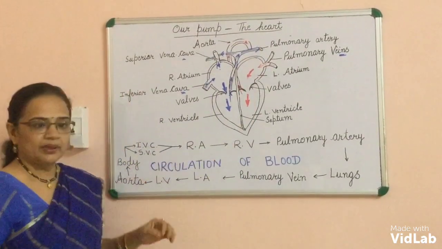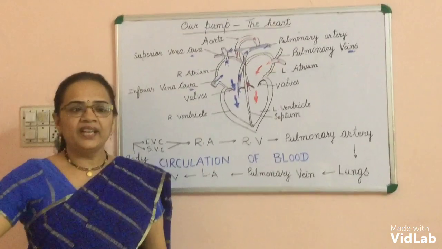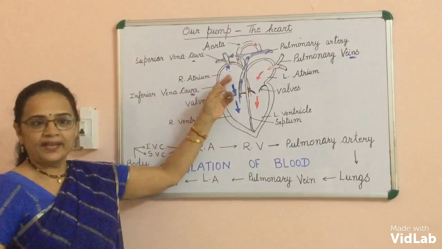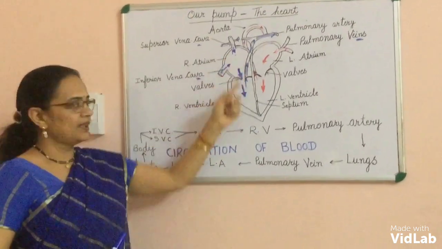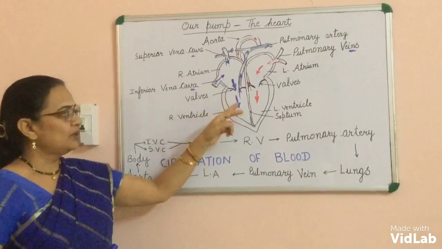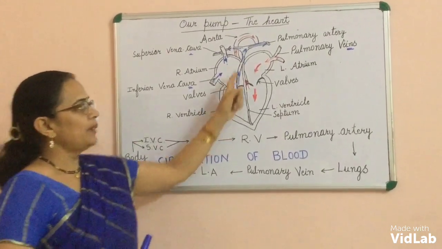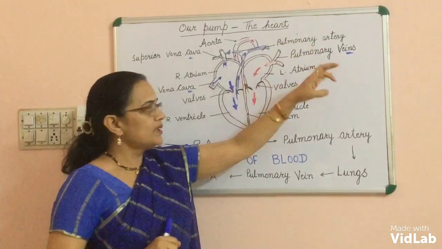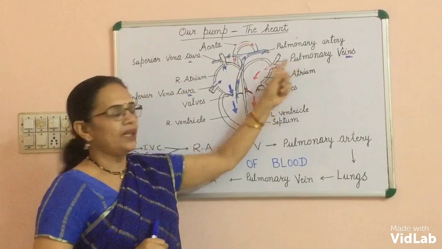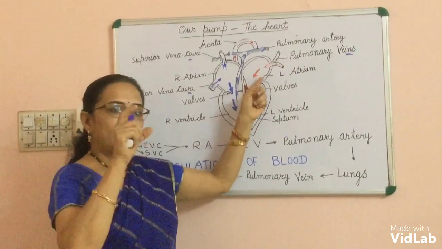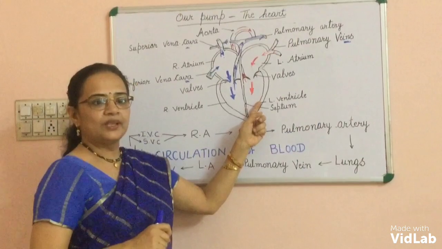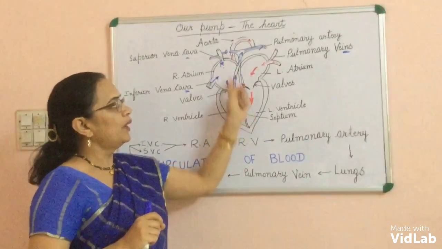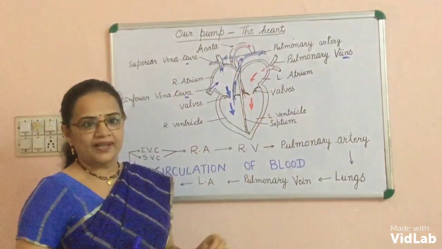Clear? So again I am telling you, through inferior vena cava and superior vena cava, the deoxygenated blood first comes into right atrium. When right atrium contracts, the blood goes into right ventricle. From right ventricle through pulmonary artery, the blood goes to the lungs. After getting oxygen, the oxygenated blood through pulmonary vein comes into the left atrium. When left atrium contracts, the blood goes into left ventricle. When left ventricle contracts, through aorta the blood goes to different parts of the body.